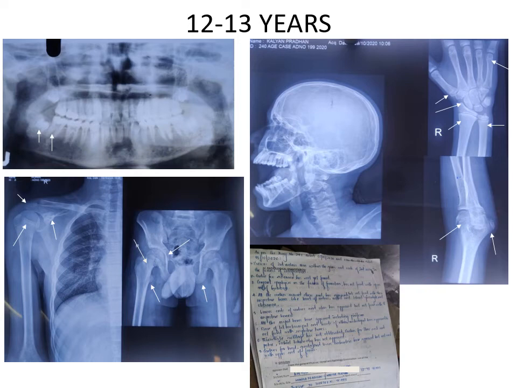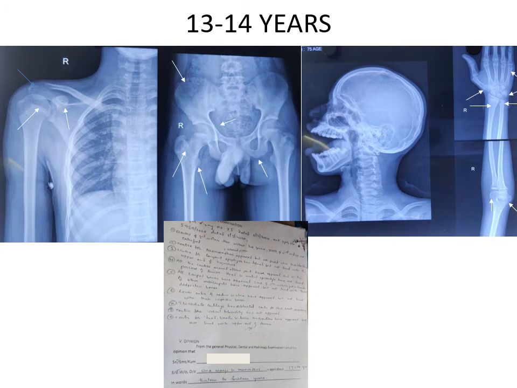Now coming to the X-ray of hip bone, there is no iliac crest, no ischial tuberosity, triradiate cartilage recently obliterated. You can see the greater trochanter, lesser trochanter and head almost getting fused. So the age is 12 to 13 years. Now coming here, 13 to 14 years.